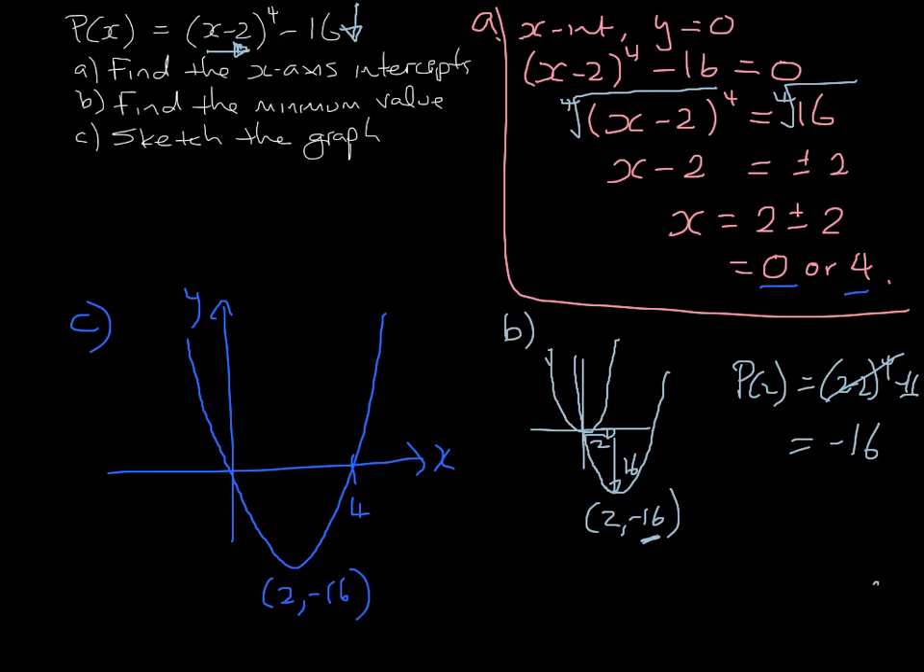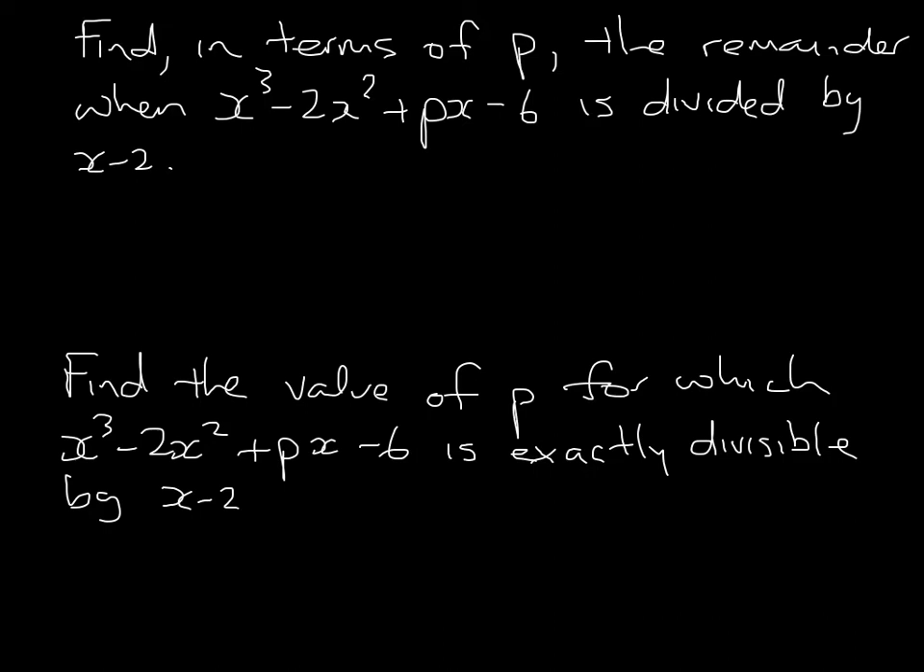Okay, let's move on to the next one. Find, in terms of p, the remainder when x cubed take 2x squared plus px take 6 is divided by x minus 2. So if we want to find the remainder, we use the remainder theorem. We're going to set x minus 2 equal to 0, which tells us that x is equal to 2. We're going to substitute that into the equation, and the answer that we get at the end is going to be our remainder.